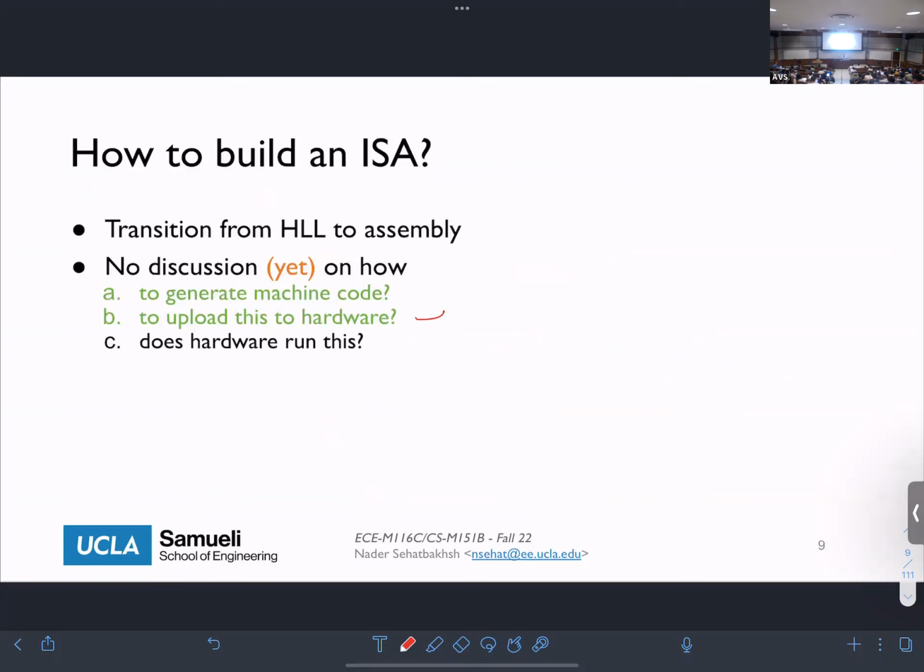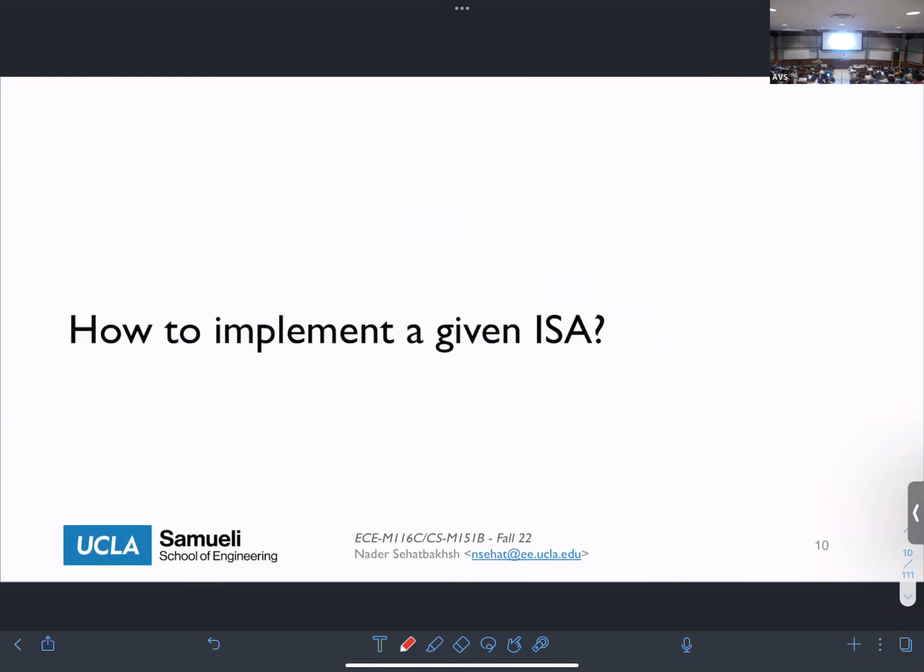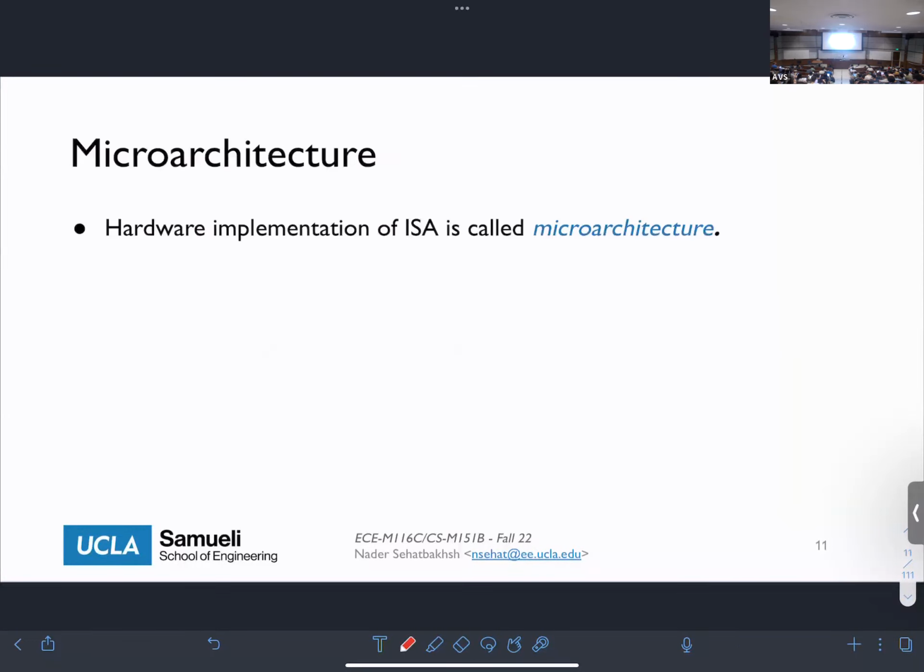So this second part, we're kind of now getting it. We uploaded using this graphic that I'm showing here. So now let's go to the more complex question: how does hardware actually understand this? And generally, how do we implement an ISA in hardware? The answer to that is, we call the hardware implementation of the ISA microarchitecture.